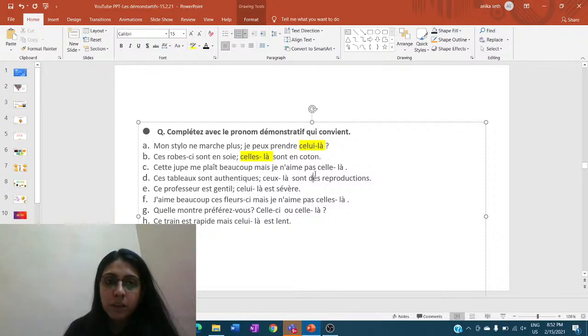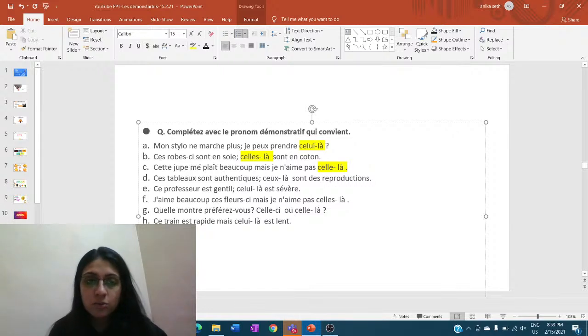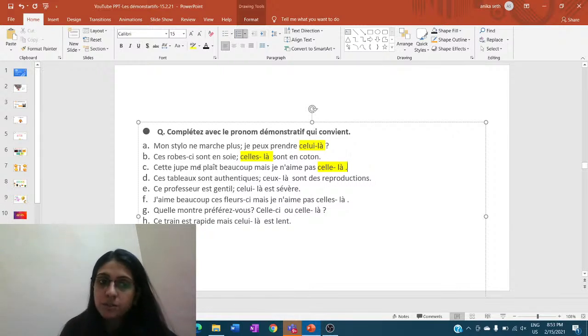Cette jupe me plaît beaucoup, mais je n'aime pas celle-là. This skirt, I like this skirt, but I don't like the one there. So ce is not used in the sentence, but in the first half where we have introduced the noun. So in the comparison, in the next one, we will use là. Cette jupe me plaît beaucoup, mais je n'aime pas celle-là.